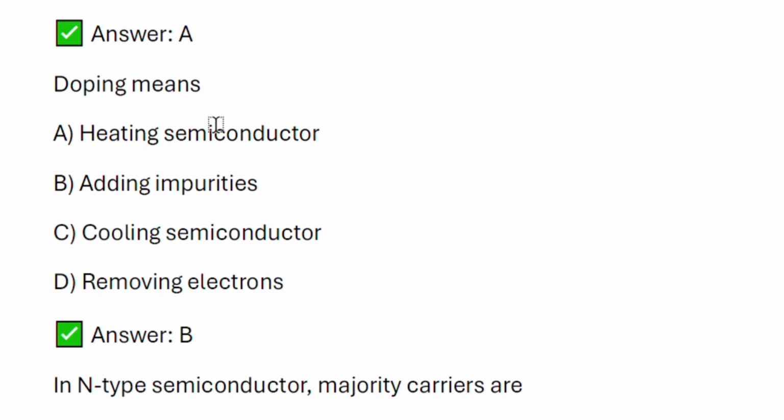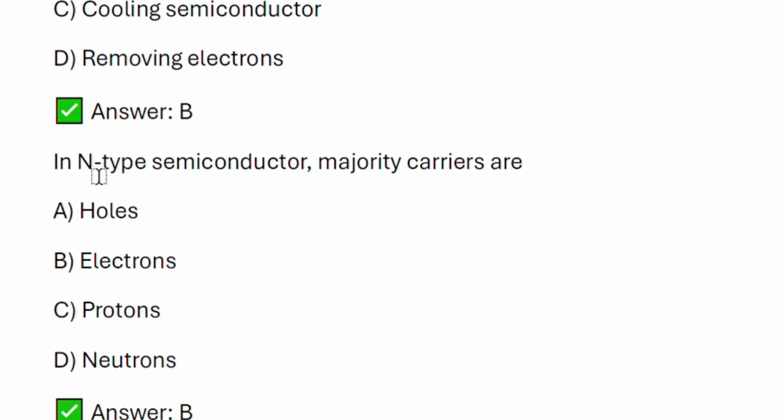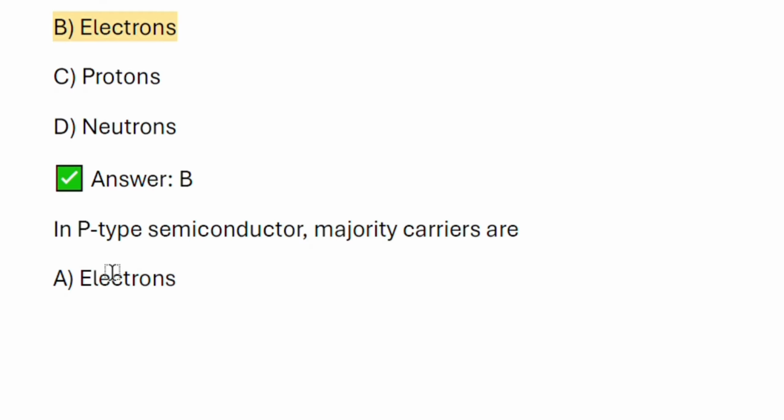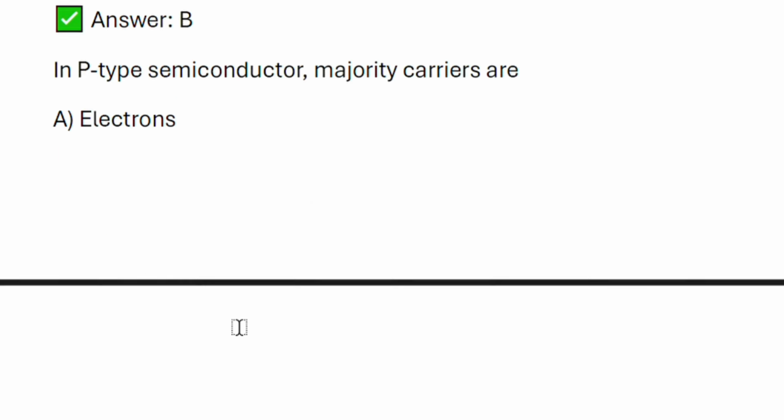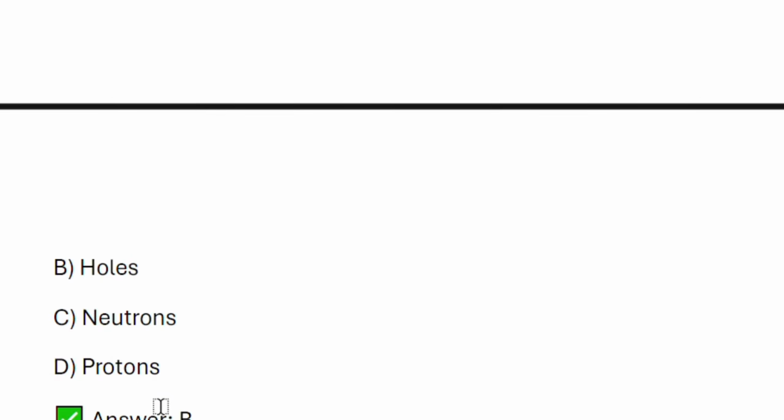Next, doping. Doping means heating semiconductor, adding impurities, cooling semiconductors, removing electrons. The correct answer is adding impurities. Next question. In N-type semiconductor, majority carriers are holes, electrons, protons, neutrons. The correct answer is option number B, electrons. Next question. In P-type semiconductor, majority carriers are electrons, holes, neutrons, protons. The correct answer is option number D.